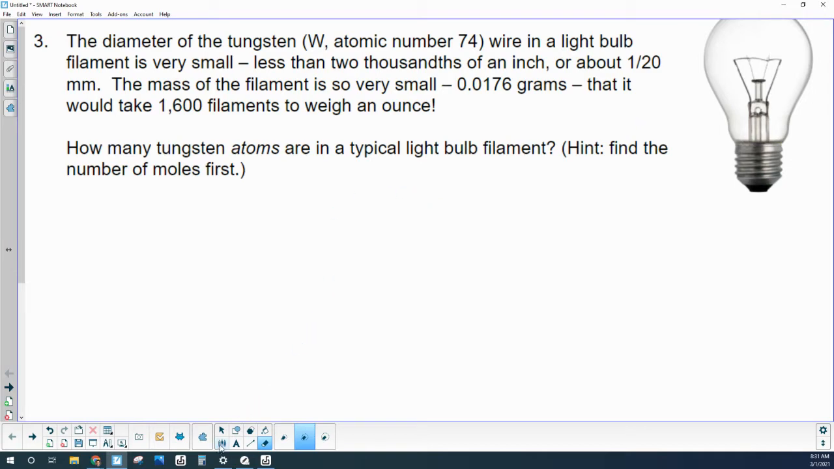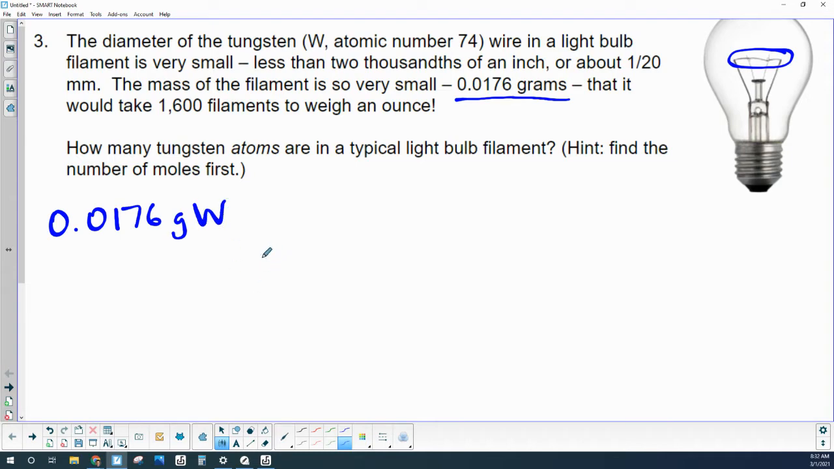So if we look at our information, this is the mass of tungsten that would be in the filament here. And our first step is to calculate moles. So I'm going to go ahead and note my starting value, 0.0176 grams of tungsten. And I first need to convert to moles, and that hint is given here. So setting up my conversion factor, I know that I want grams of tungsten to cancel. I want to end up in moles of tungsten.